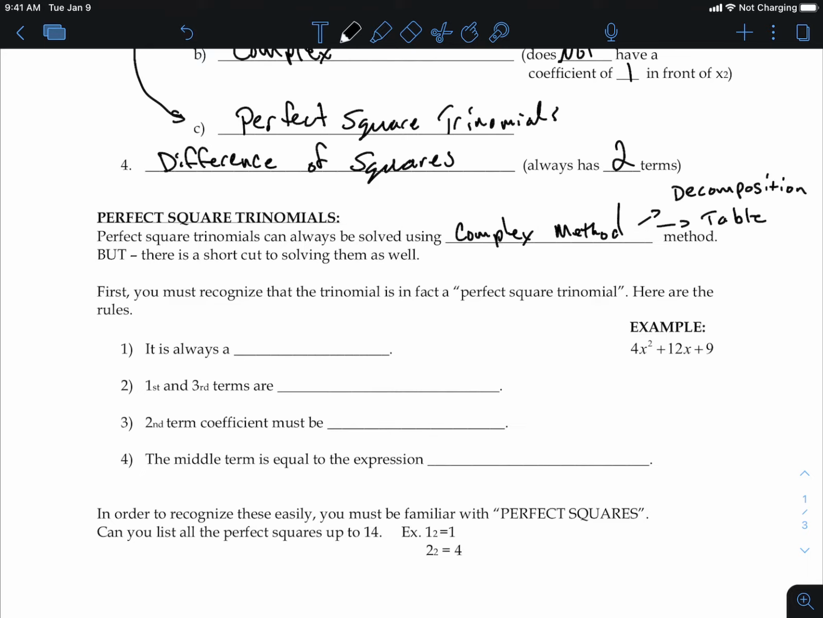And here are the rules, okay? Always has to be a trinomial. Now, before I write the next rule, can everybody look at this example here? Do you see anything interesting about the terms that are there? Let's focus on the first and third terms. Do you notice anything special about the first and third terms in that trinomial?